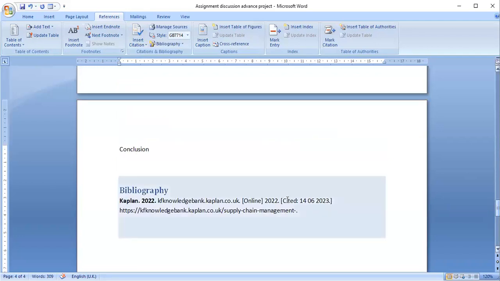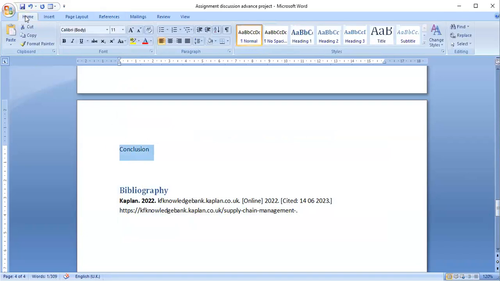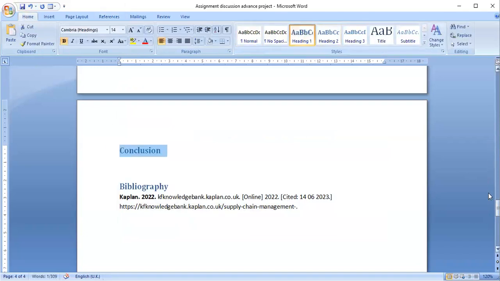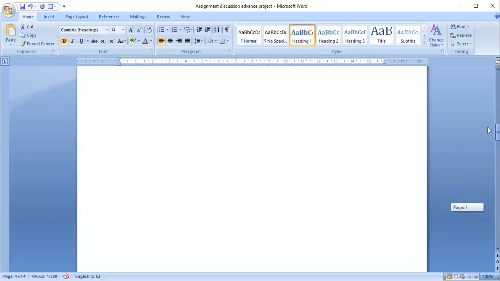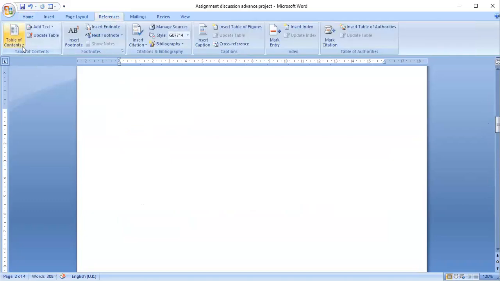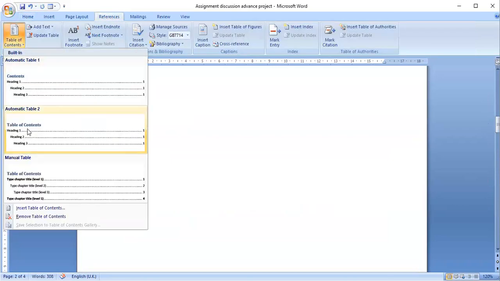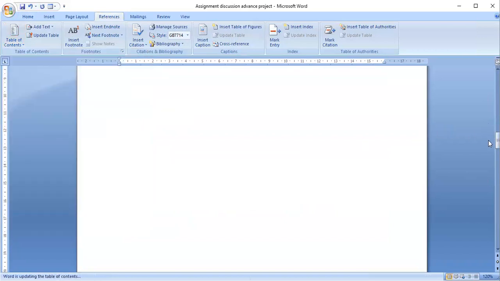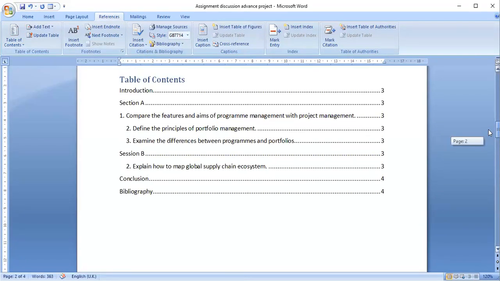That's the alphabetical sequence, and then headings. At the end, when you finish your assignment, it's good to keep your cursor on the second page and click Reference on your left-hand side. It shows table of contents. If you click it, that will create the table of contents for you. Can you see there?